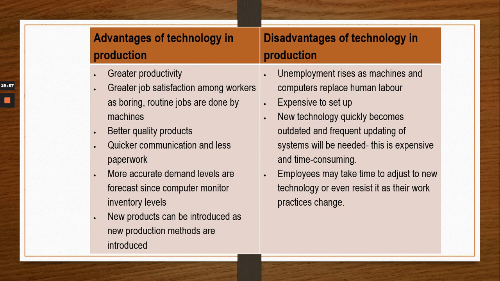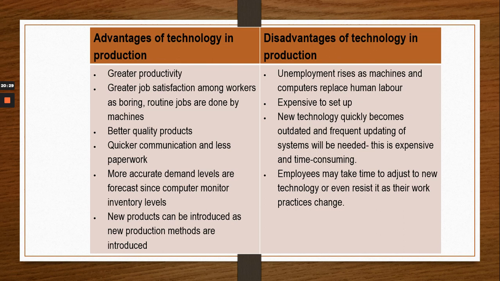Then more accurate demand levels are forecast, since the computer monitors the inventory levels. You can easily reorder, or the computer can easily signal that maybe a reorder must be made, or stocks are running below the minimum level. It's the way we look at inventory control. Then new products can be introduced as new production methods are also introduced. You can see versions keep changing, and it is then, however, we have the disadvantages also, the other side.